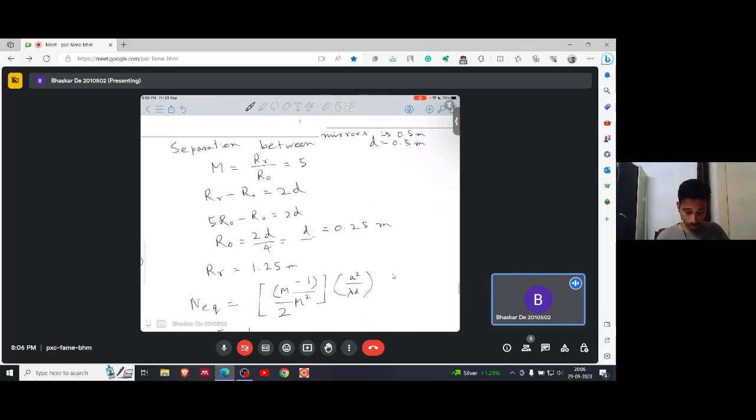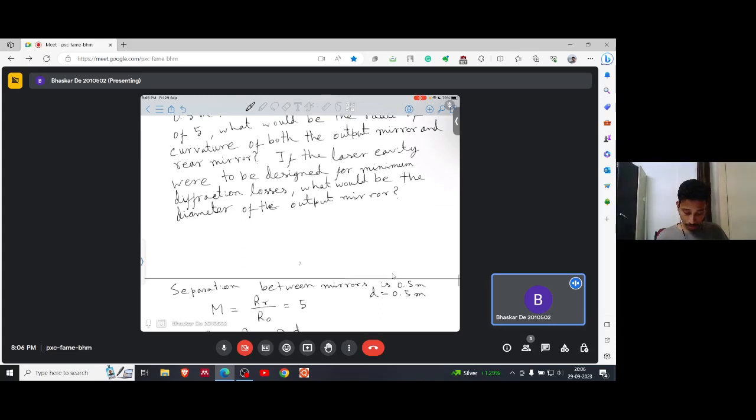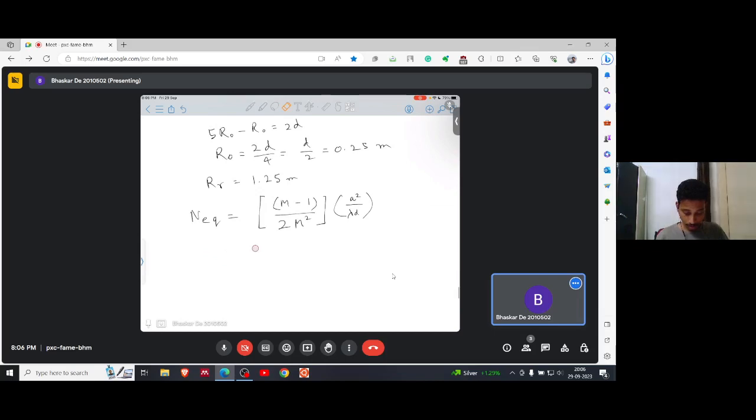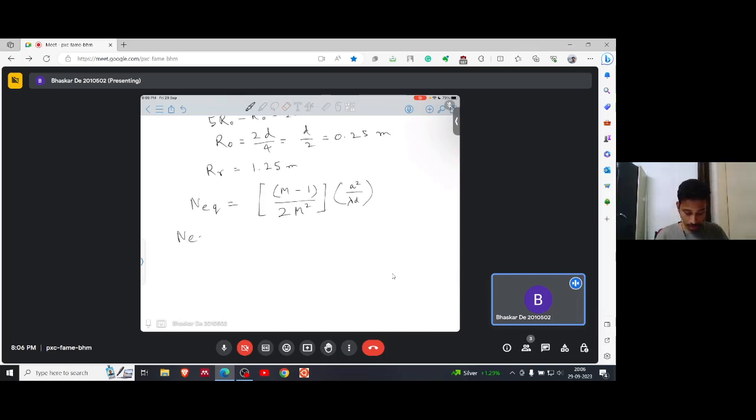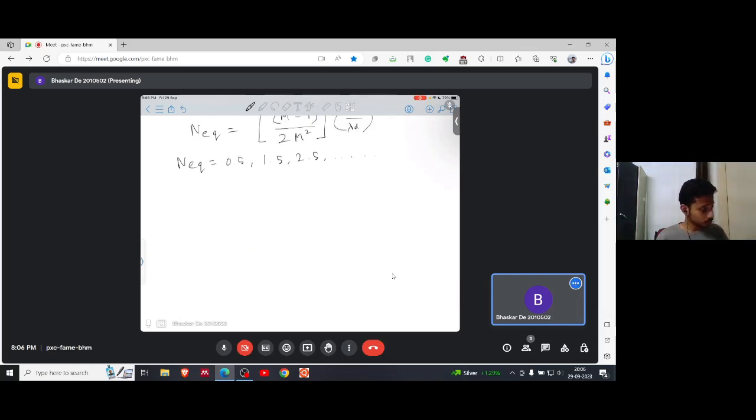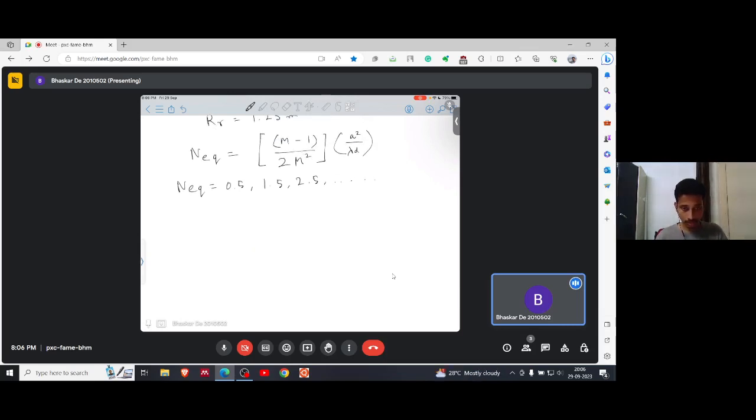Now as we have mentioned in the problem, it will have a minimum diffraction loss. So for minimum diffraction loss, using this formula we need to have this N equivalent equal to 0.5, 1.5, 2.5, etc. So you can note that in order to have the minimum diffraction loss we need to calculate the N equivalent, and this should be equal to 0.5, 1.5 or 2.5. So now here we will calculate for 0.5.